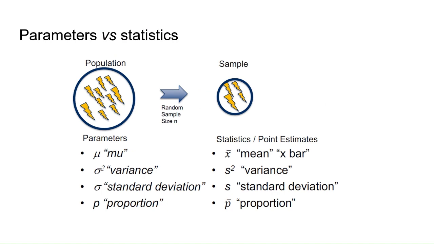So we need to be able to describe the characteristics of the population as well as the sample. So we must distinguish between parameters for a population and statistics or point estimates for samples. We also have to use different notations. For example, we use mu for the average of a population, and we use x bar for the mean of a sample. Similar distinguishing parameters are used for variance, standard deviation, and proportion.